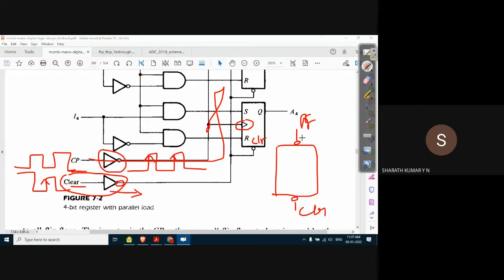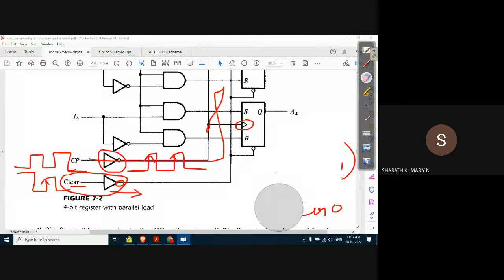For the inputs: if preset is 0, it will force Q to be set to 1. If clear is 0, it will force Q to be set to 0. If both are 1 1, the flip flop output depends on the input, whether it's a D flip flop or a T flip flop or whatever it is. If both are 0 0, then the output becomes invalid. So this clear input is being used to clear the content of the flip flop.